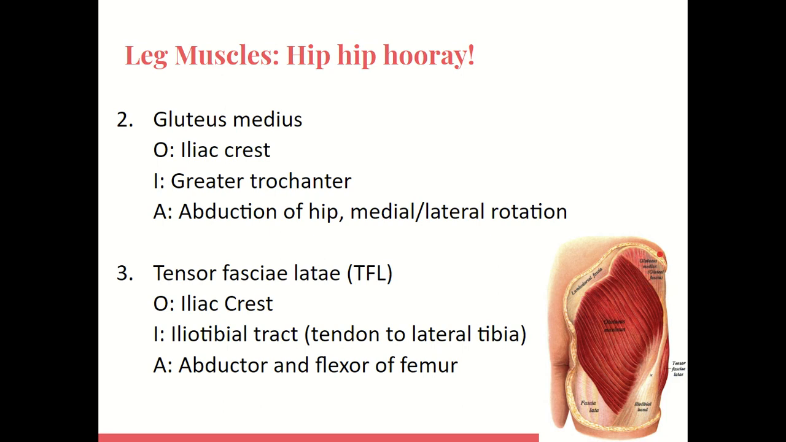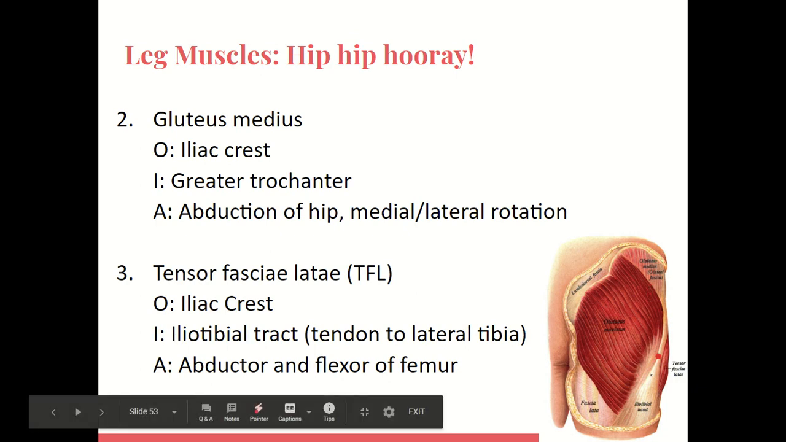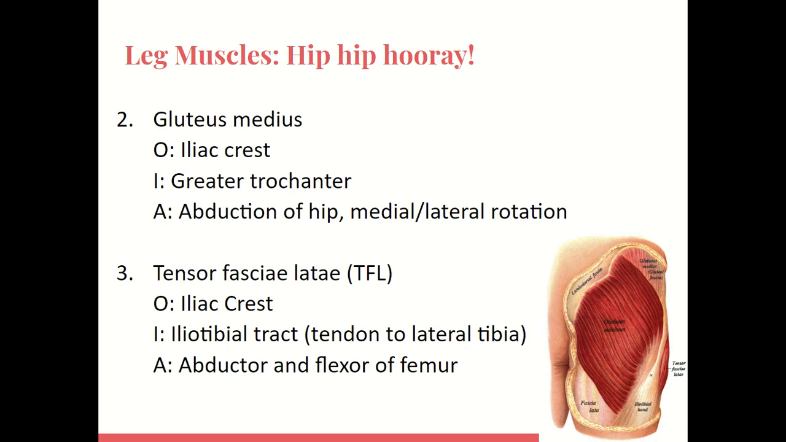It arises from the iliac crest and inserts onto the greater trochanter, which was that big bulge in our hip bone. And it is used to abduct the hip. So it's used to pull the leg out and away from the body, so it moves away from the midline. It also does some bit of rotation, both medially and laterally, so it's a bit of a rotator.